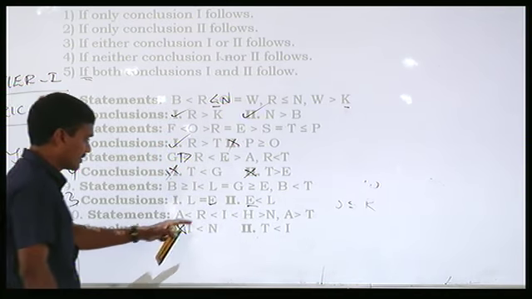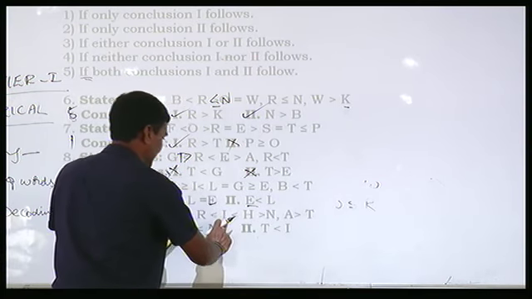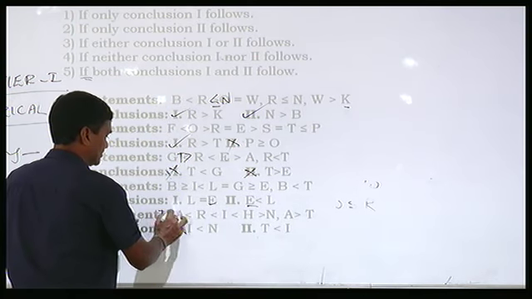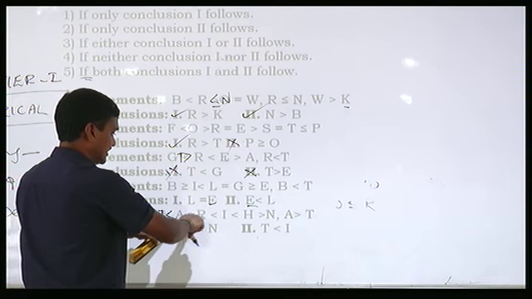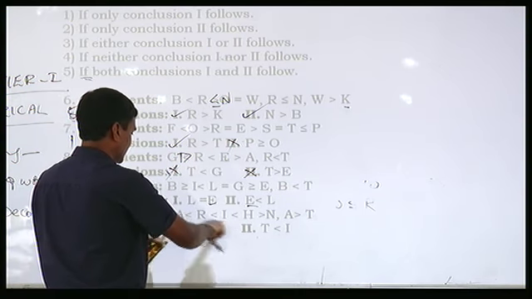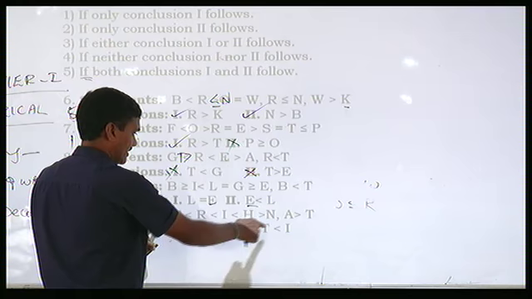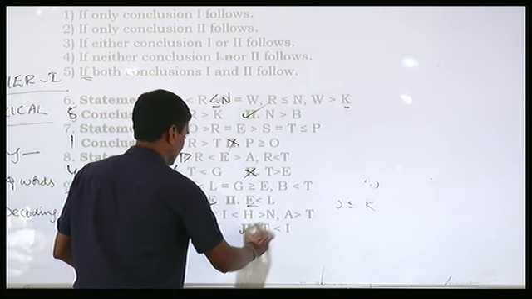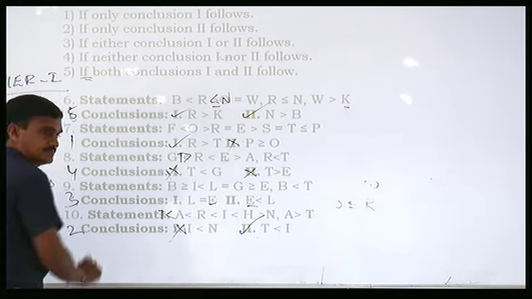Next one, T and I. Where is T? T is here, I is here. And A greater than T, that means T lesser than A. T lesser than A and T lesser than I, is it definitely true or not? Definitely true, that is choice 2.